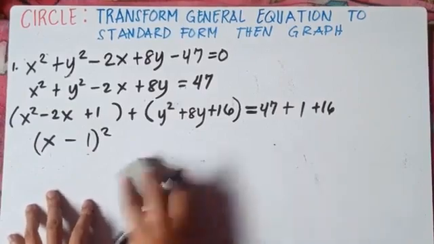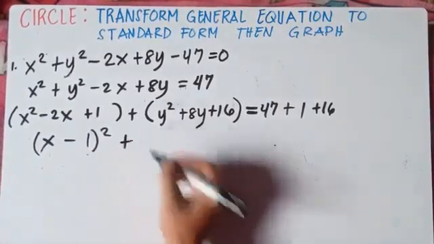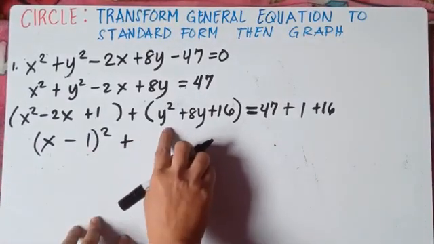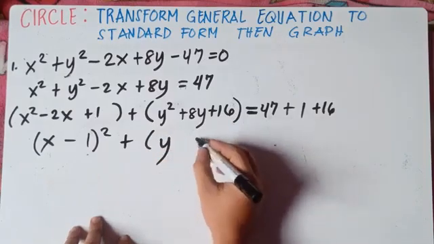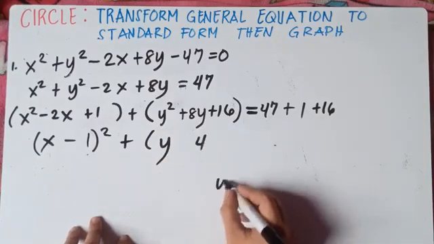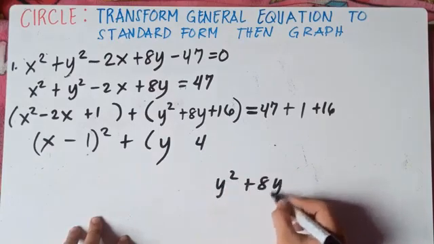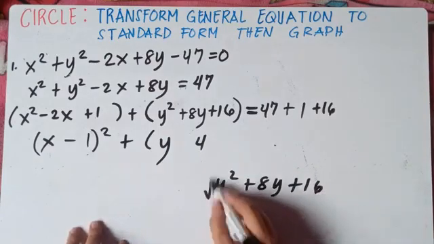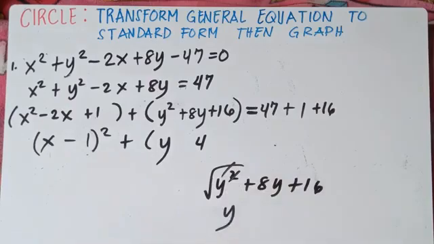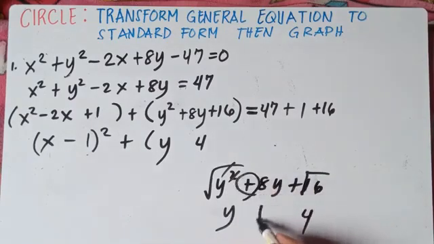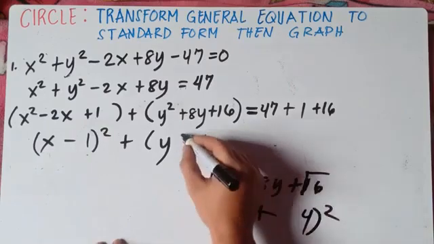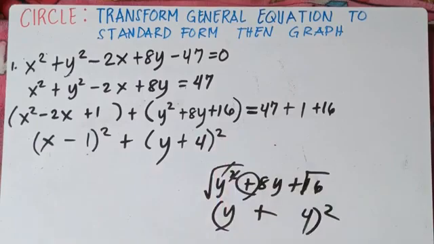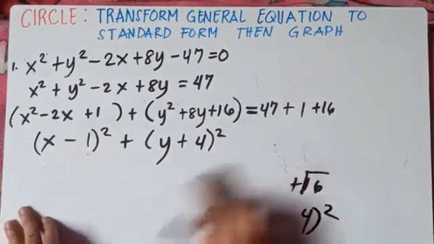Okay, let's try this second equation. The square root of the first term is y, the square root of the last term is 4. Let me just write it here. The square root of y squared is y. The square root of 16 is 4. Copy this plus sign, then you put a parenthesis, a quantity, plus sign, then square. That's it. That's the shortcut there.